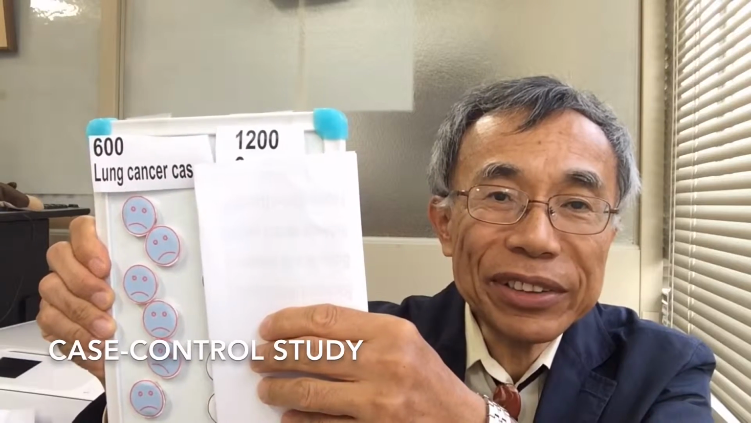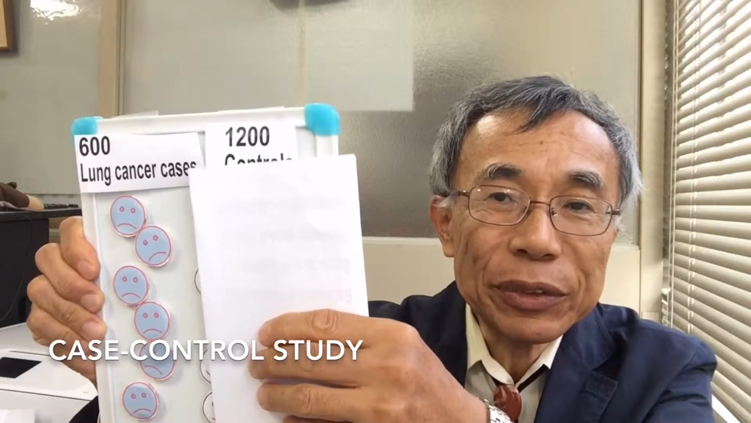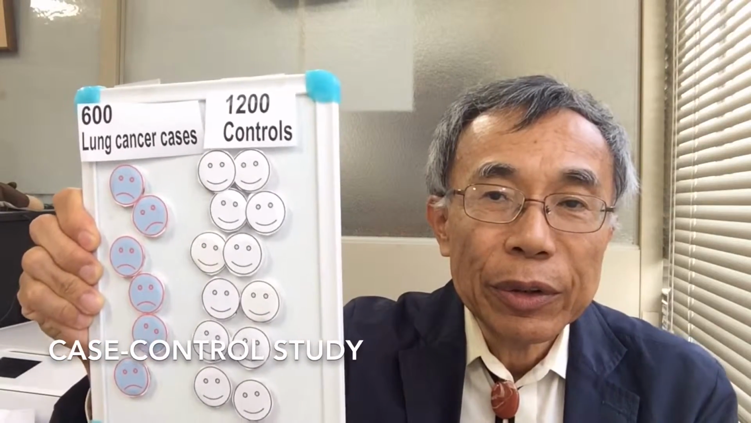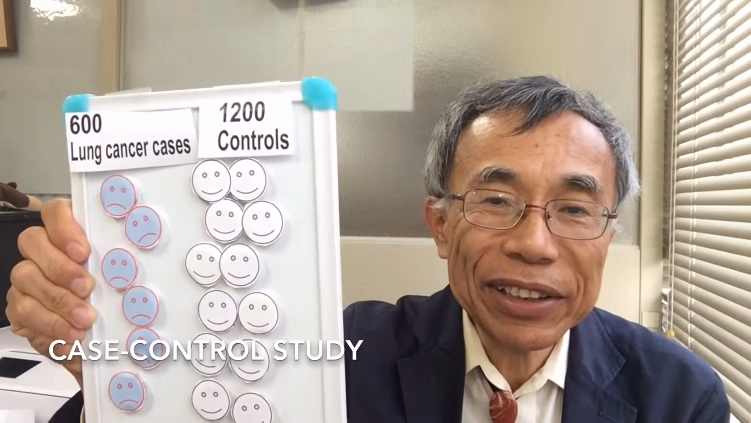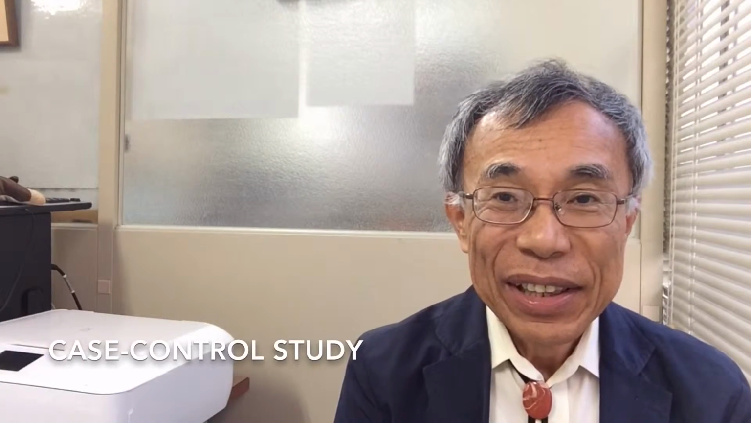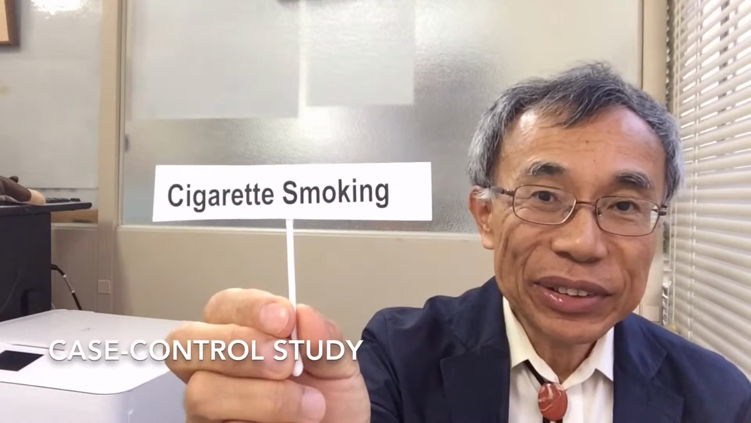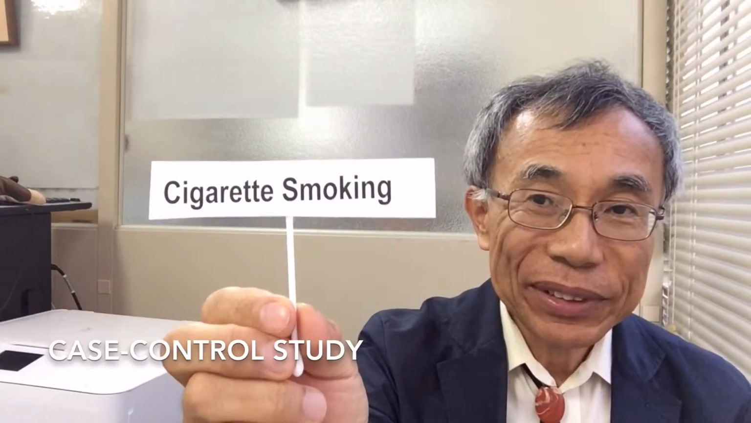Controls were recruited to have the same gender and same age categories. After matching, 1,200 controls were identified. In this study, the possible causes were scrutinized, such as cigarette smoking.